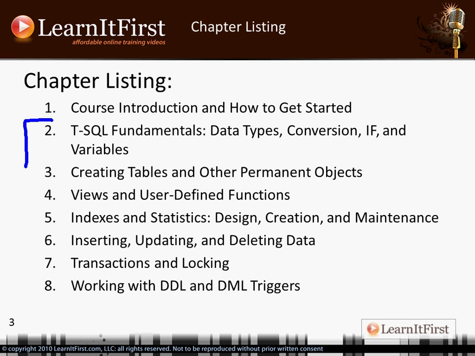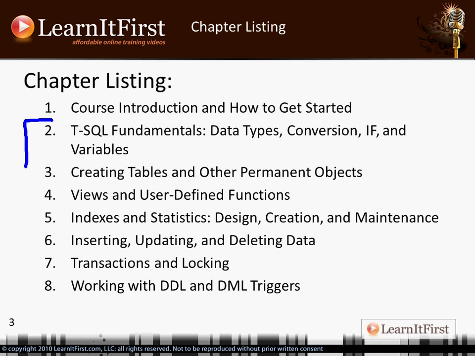Chapter 2 is all about the fundamentals: IF statements, PRINT, the different data types, and what the difference is between the date and time data types as opposed to datetime. Chapter 3, now that you know your data types, let's start using those to create permanent objects. We'll create tables. We'll create temporary tables. We'll talk about synonyms and the different types of constraints. When should I use a unique constraint or a unique index? What's the difference between a unique constraint and a unique index? Chapter 4, views and user-defined functions.